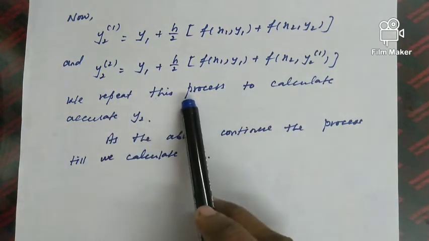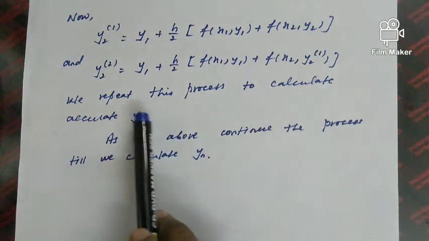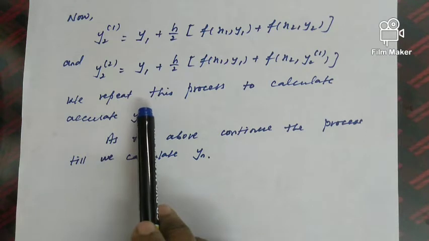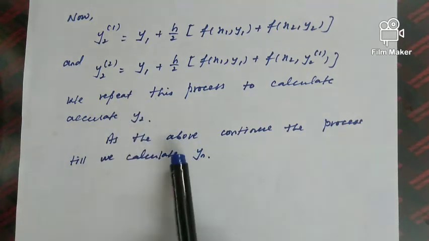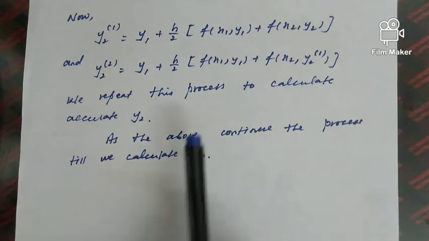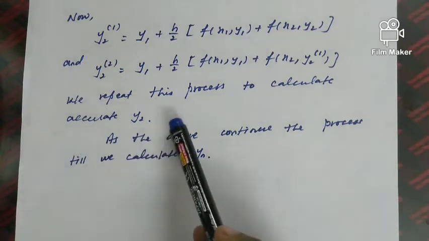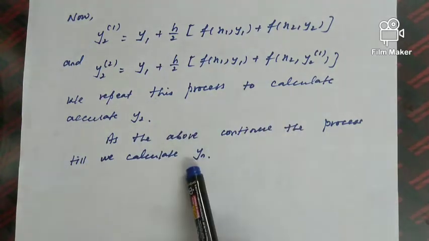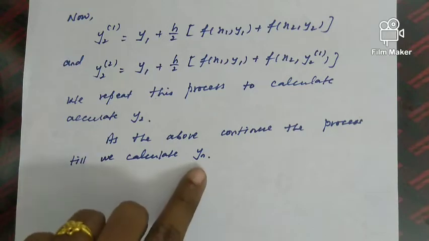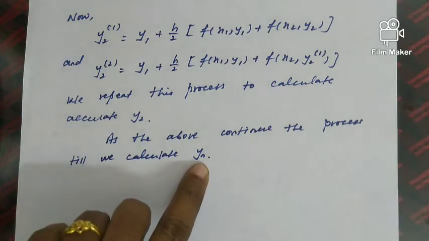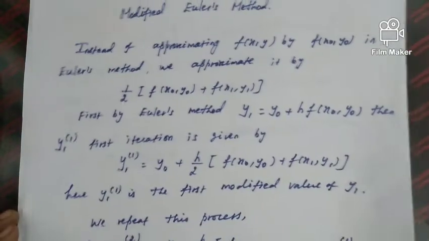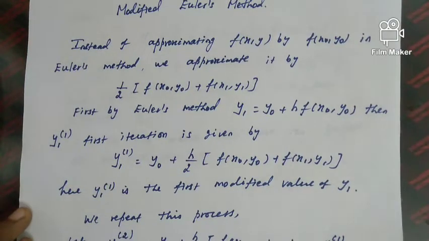Likewise, we can repeat the process until we get consecutive values that are equal. So finally we get the more accurate value of y2. Likewise, we can continue the process until we get yn. After y2 you can repeat the process for y3, y4 and so on, up to yn. We have to do the problem according to the question only. This is the general one, which is why we have used up to calculating yn. So look at the question and then apply the process of modified Euler's method.